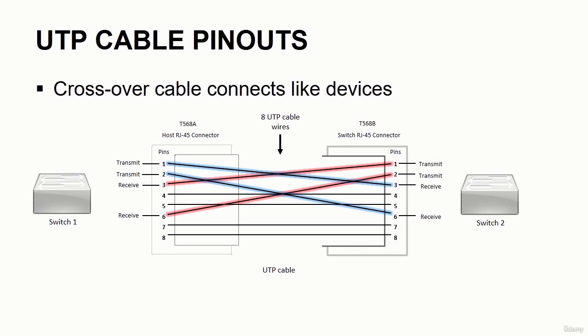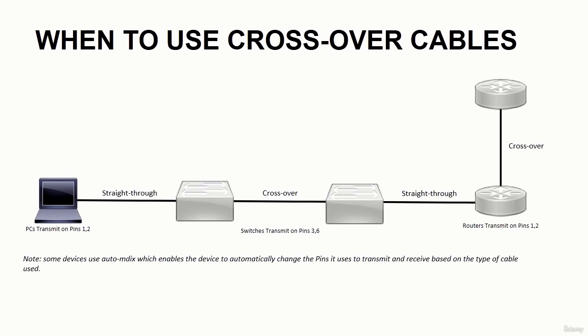Crossover cables are needed when we connect 2 like devices together, such as 2 switches. This is because they both transmit and receive on the same pins. So by using the 568A standard on one end and the 568B standard on the other end, the wires inside the cable are crossed so that the transmit pins on one device actually end up connecting to the receive pins on the other device. Typically, crossover cables are needed to connect like devices.